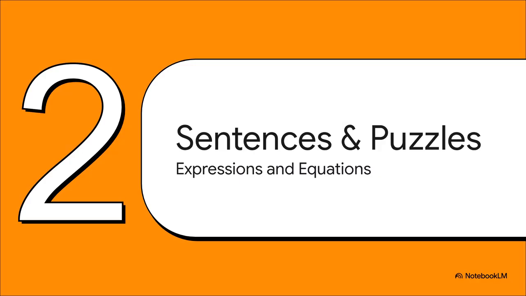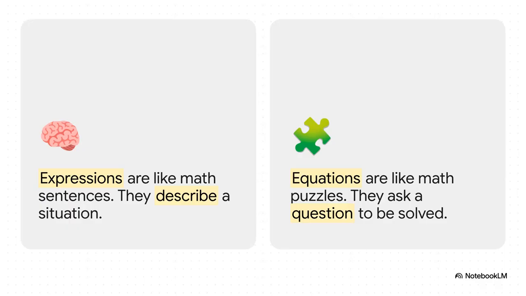Well, we can break it down into two basic parts. And instead of thinking about them as dry math terms, let's just think of them as sentences and puzzles. Okay, and I really love this way of looking at it. On one side, you have math sentences. The official name is expressions. They just describe a situation, like length times width. That's it. Then on the other side, you've got math puzzles, or what we call equations. They use those sentences to ask a question, like, so what is the area?